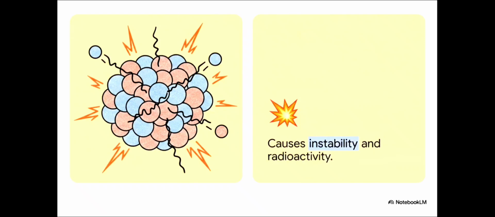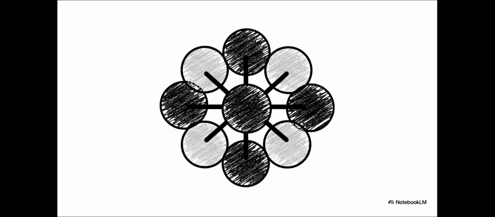This epic internal battle between short-range attraction and long-range repulsion creates instability, and that instability is what leads to the fascinating phenomenon of radioactivity. So how do heavy elements survive at all? Nature has a brilliant workaround here, and it relies entirely on neutrons acting as a stabilizing buffer. Because neutrons have mass, but zero charge, they respond beautifully to the strong nuclear force, adding a ton of attractive glue to the nucleus. But, crucial point here, they don't add to the electrostatic repulsion because they aren't positively charged. They are the perfect peacemakers.